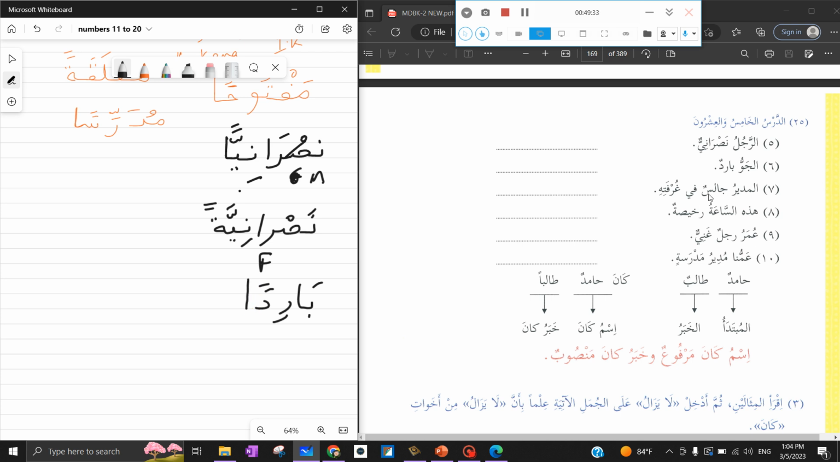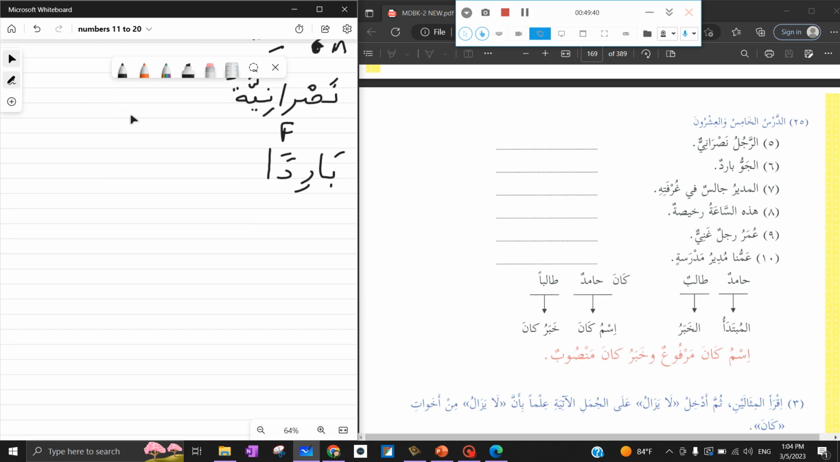Al-mudiru jalisun fi ghurfatihi. Now this is a sentence. It's not just a simple two-word sentence. It's a full sentence here. Al-mudiru jalisan fi ghurfatihi. Now you want to say the mudir was sitting in his room. Here is a simple sentence. The mudir is sitting in his room. Now we know this is mubtada, this is khabar, and this is extra. We'll take it as extra. So I want to say he was.